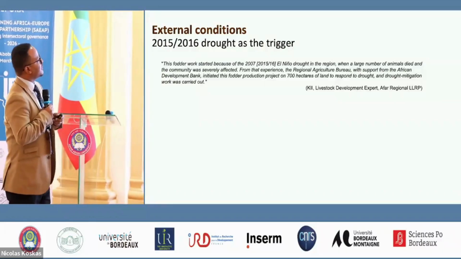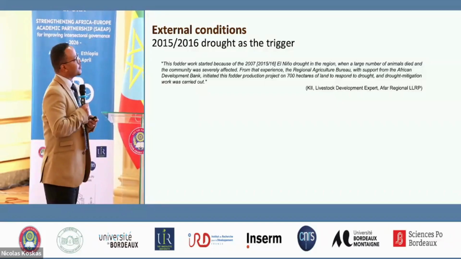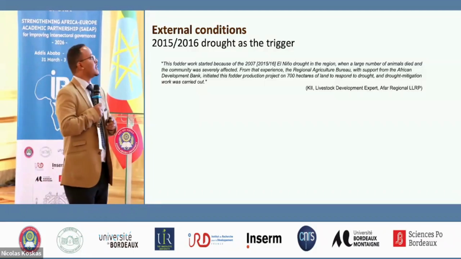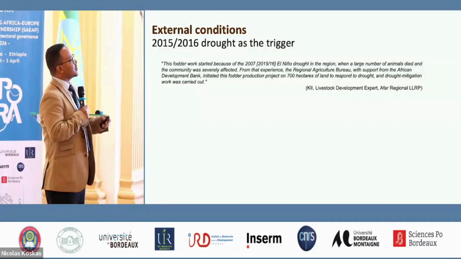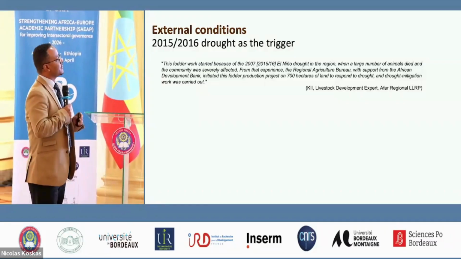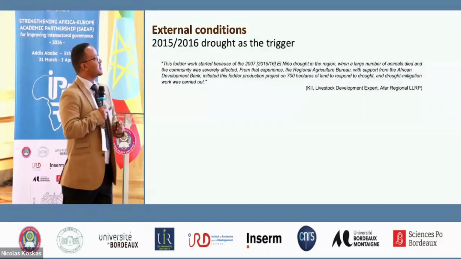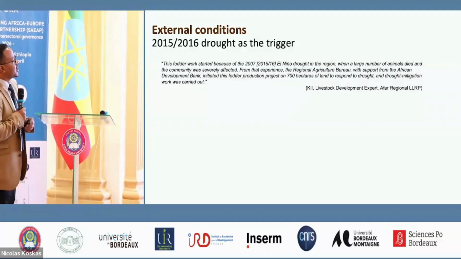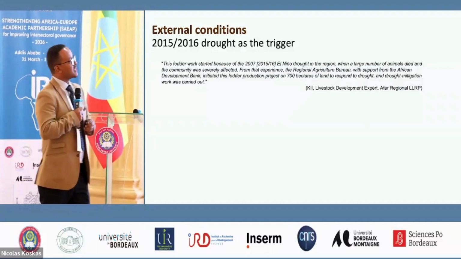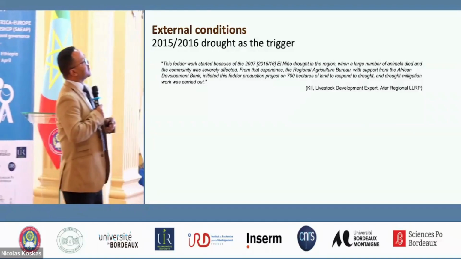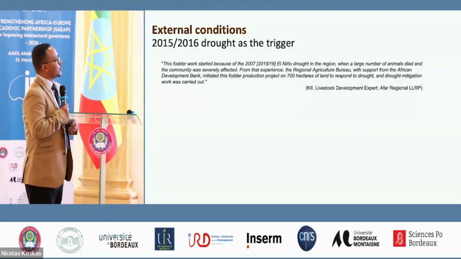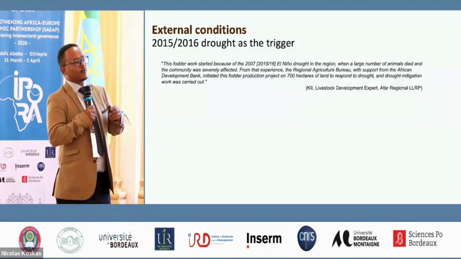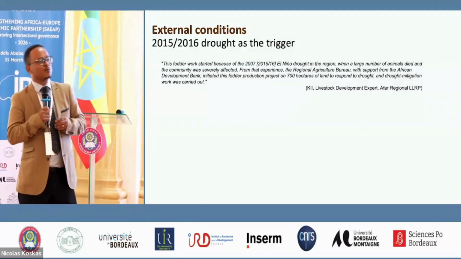And here's an illustrative quote from a livestock development expert in the Afar region that tells us this fodder work started because of the 2007 El Nino drought in the region, when a large number of animals died and the community was severely affected. From that experience, the Regional Agricultural Bureau, with support from the African Development Bank, initiated this fodder production project on 700 hectares of land to respond to drought, and drought mitigation work was carried out. And I see there are enough pieces for everyone here, for political scientists to understand which actor, when, etc.